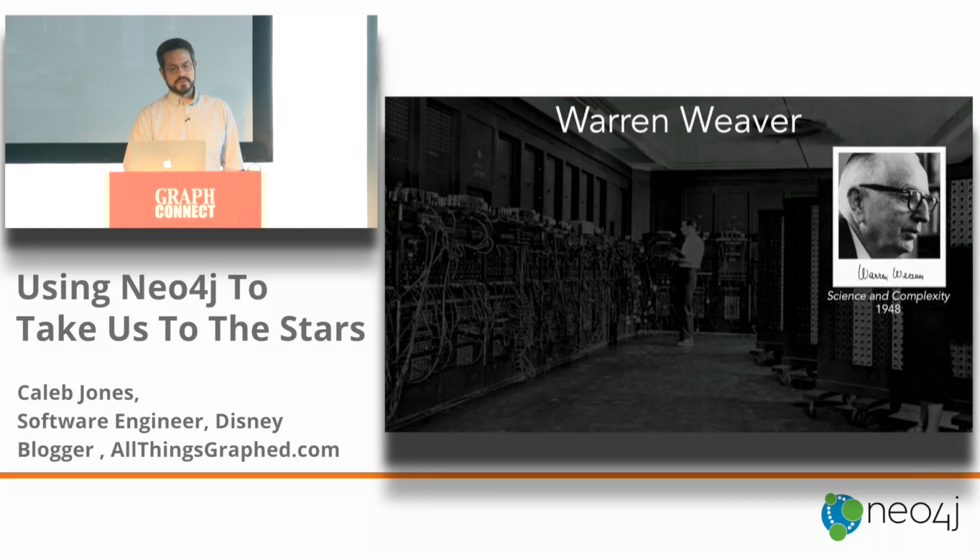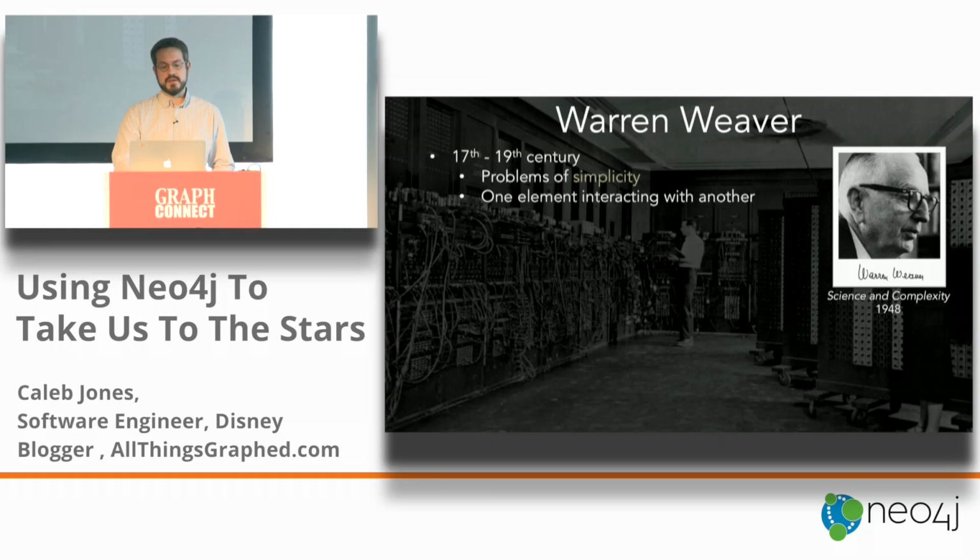All right, so this guy is the man. His name's Warren Weaver. He wrote an essay in 1948 called Science and Complexity. It's a really good essay if you haven't read it before. I encourage you to look that up. He breaks science into three periods, or three epochs. And he calls the first one dealing with the problem of simplicity.